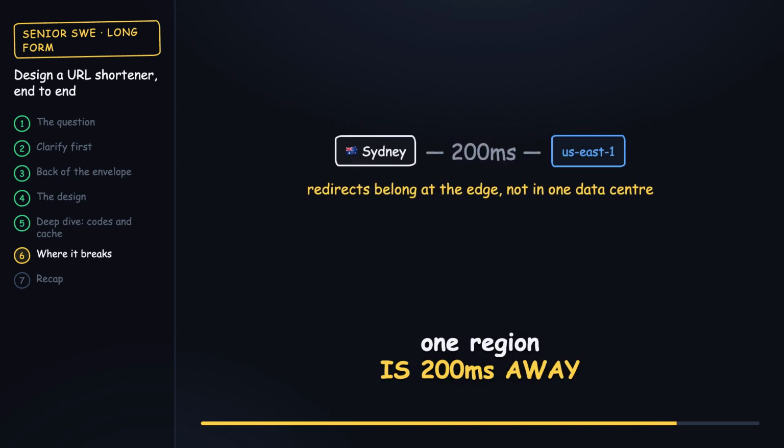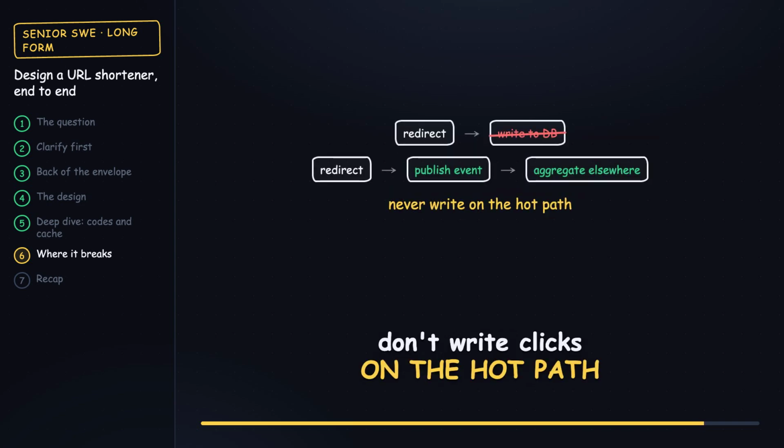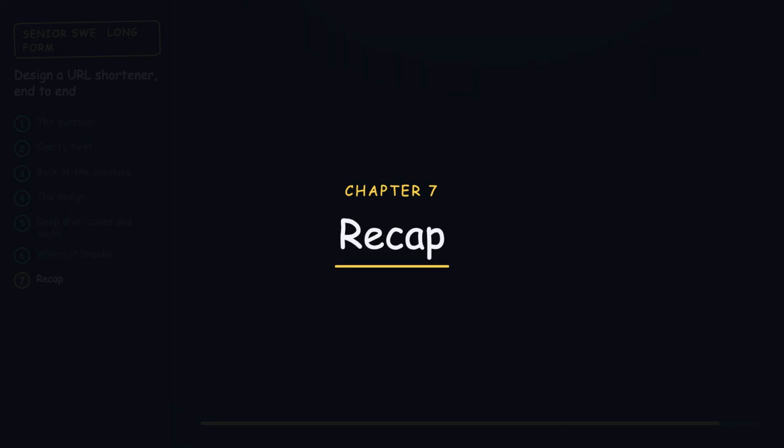Third, a single region means somebody in Australia pays 200 milliseconds before anything happens, so redirects belong at the edge, rather than in one data center. Fourth, one database is fine at this scale, but say what you would do at 100 times, which is shard by the short code itself, since every lookup already has it. And fifth, if you are counting clicks, never write to the database on the redirect path. Publish an event to a queue and aggregate it somewhere else entirely.